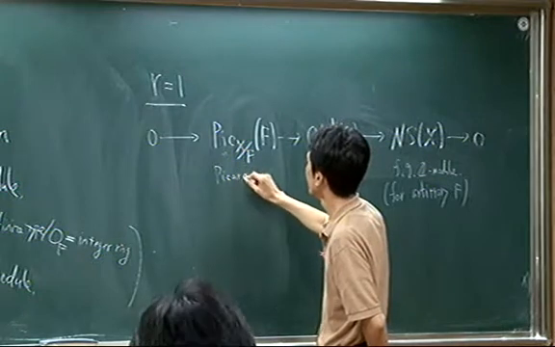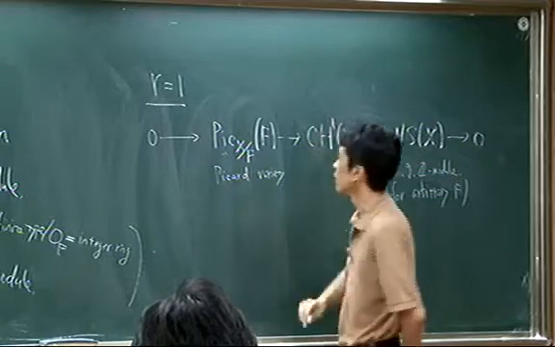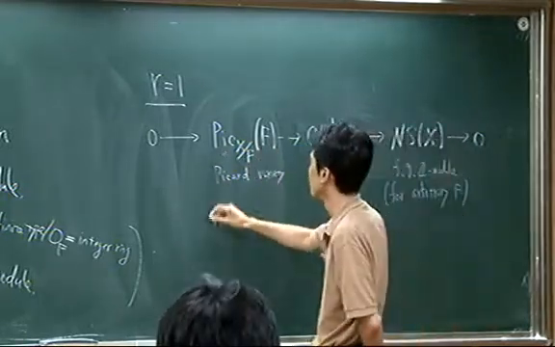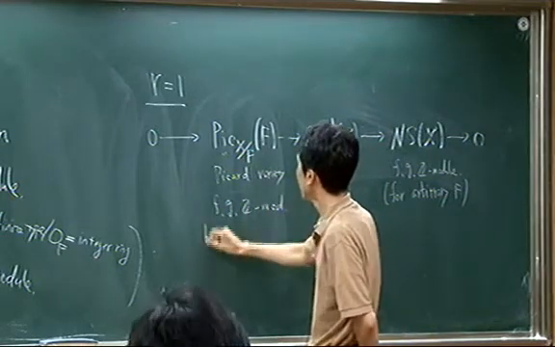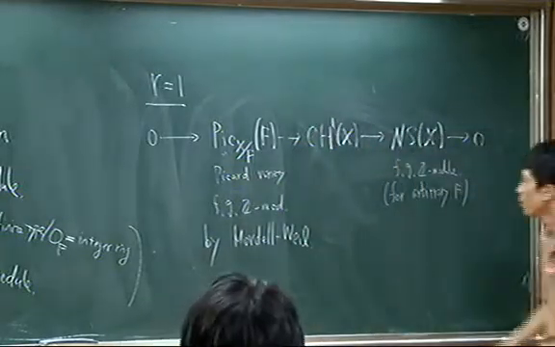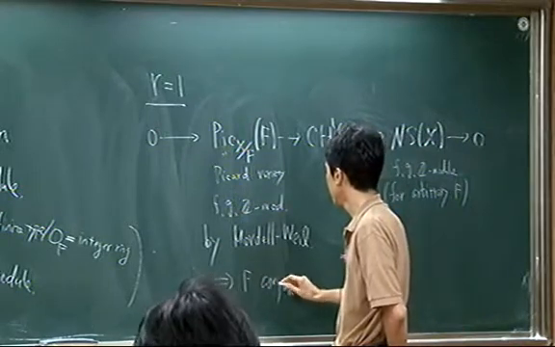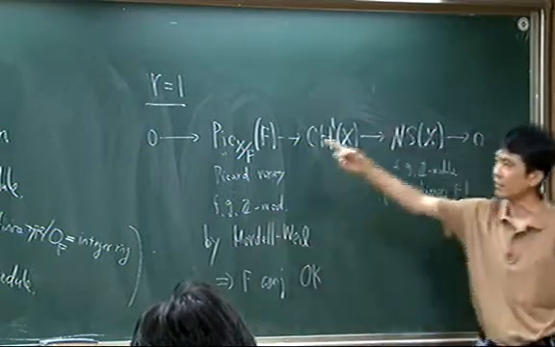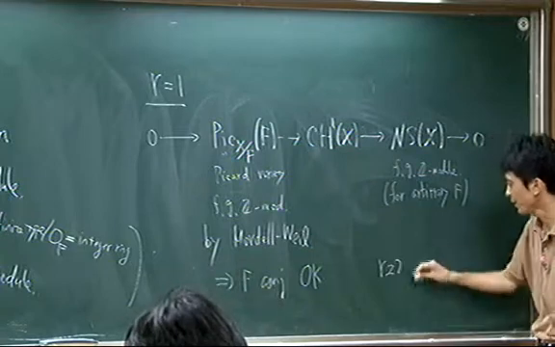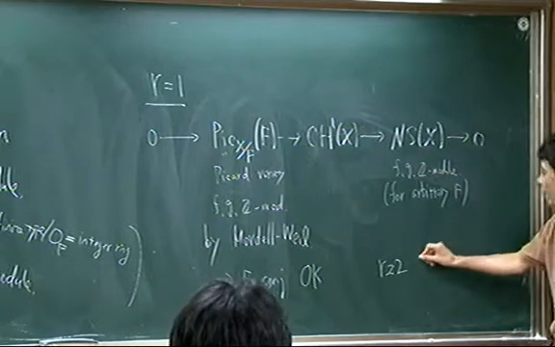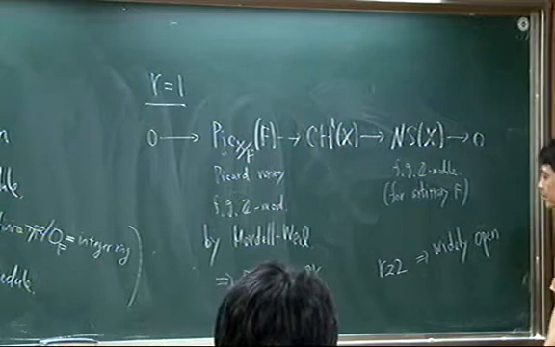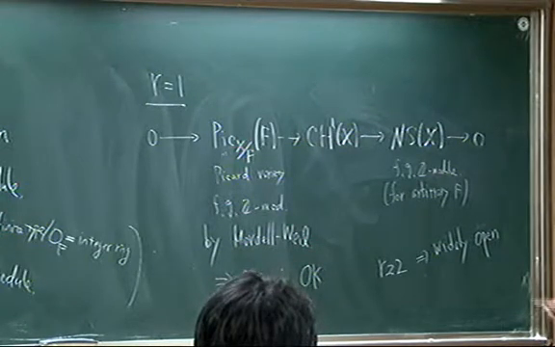The Picard variety is an abelian variety over a number field F, and the F-valued points of the abelian variety are known to be a finitely generated Z-module by the famous theorem of Mordell and Weil. So the finiteness conjecture holds in the case r equals 1. But if r is greater than 1, then it's a widely open problem. So far, there are no general results on this conjecture.